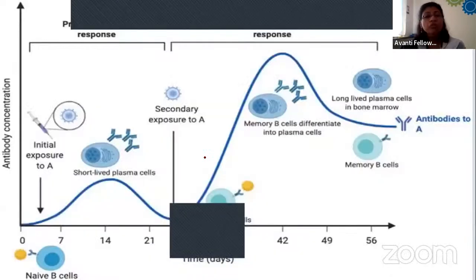Now moving to the response. Now we are moving towards adaptive immunity. Whenever a foreign element or pathogen enters inside our body, our body produces two types of response, one after another. Initially we have the primary immune response. Let's take an example.